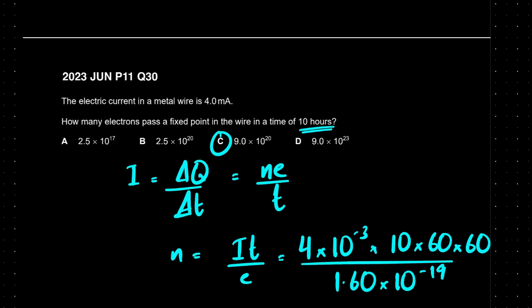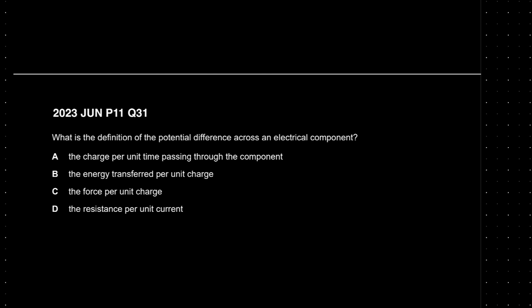Next, 31. What is the definition of potential difference? So either you talk about this in terms of the work done by a unit charge going through a component, or in terms of the energy transfer. Here you have the energy transfer part, so you take that. So energy transferred per unit charge. Really straightforward.